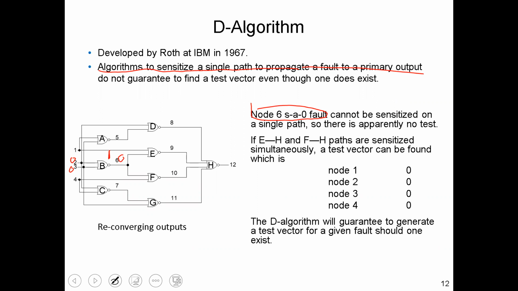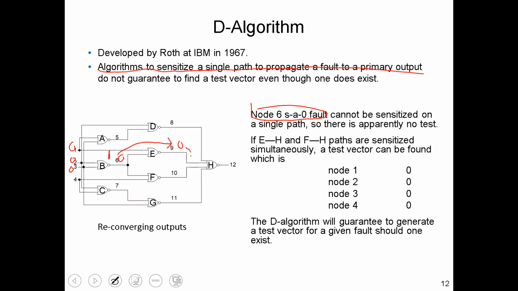Now, suppose we wanted to propagate this signal from node 6 to node 9, and then finally to node 12. Okay, so we should set a 0 at node 1. So node 6 signal can be propagated to node 9, become a 0.